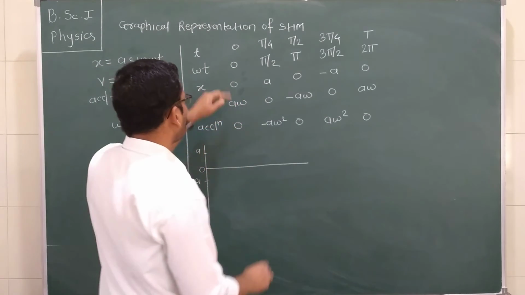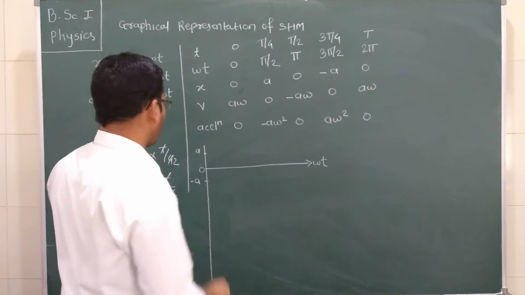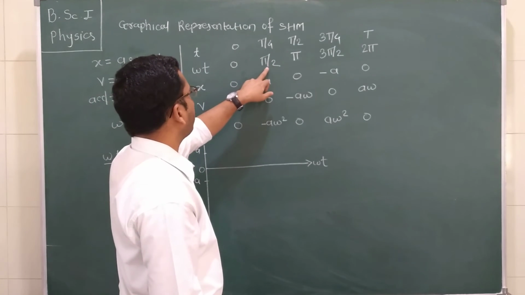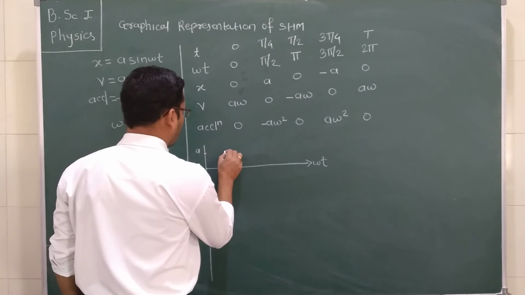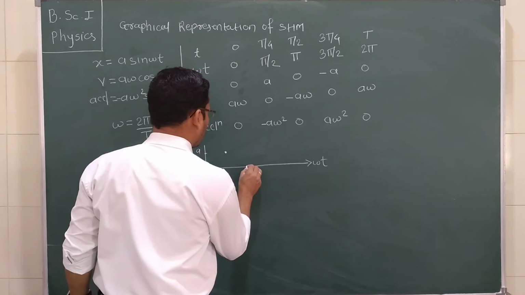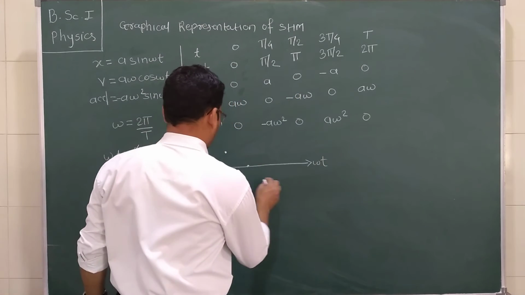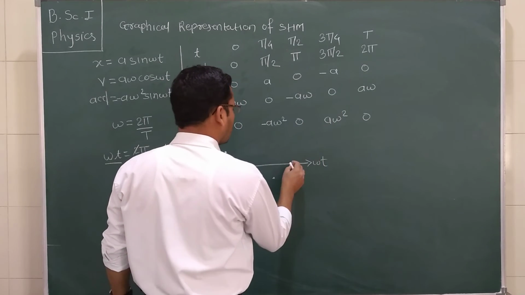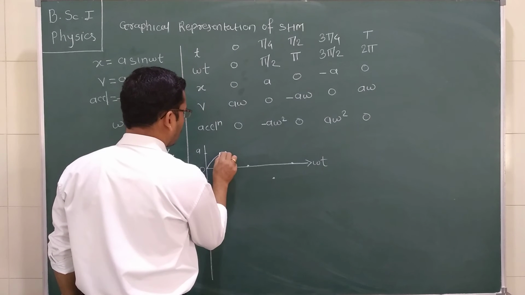At t equal to 0, or omega t equal to 0, x is equal to 0. So the first point is here. Then at omega t equal to pi by 2, x is equal to a. So you can write here this point a at pi by 2. Then at pi it is again equal to 0. So here we can write 0. Then it is minus a. So here this is minus a. And then it is again equal to 0. So if we draw these points continuously like this.